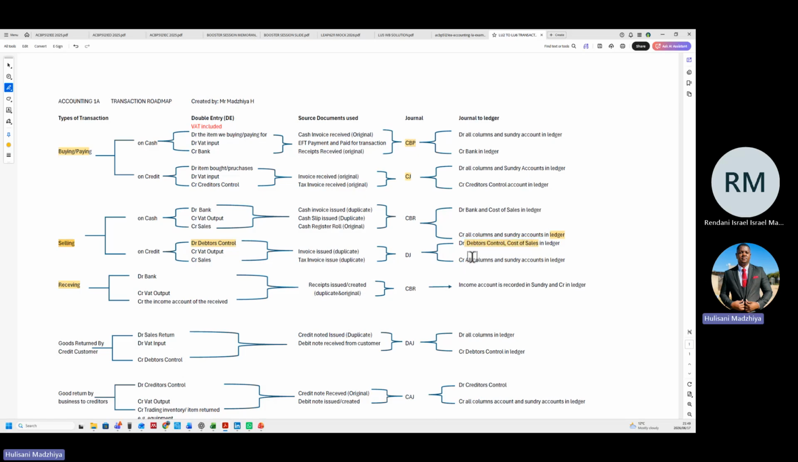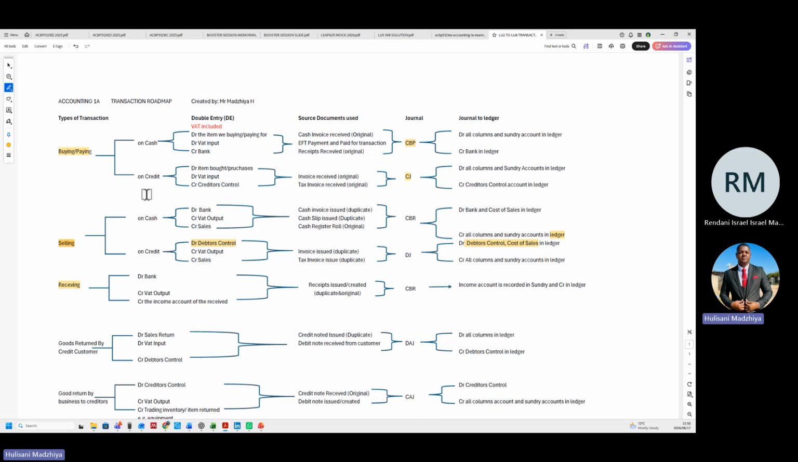So this is going to be your main account, debtors control column. It's going to be the main account. So the cost of sales and everything will be recorded in the journals.